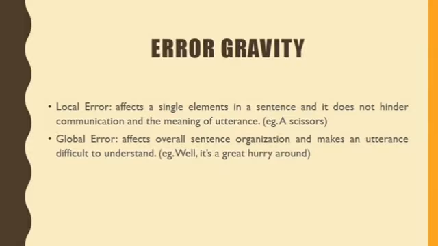The last category of error is error gravity. Error gravity is divided into 2 types. The first one is local error. It affects a single element in a sentence and it doesn't hinder communication and the meaning of the utterance. For example, "a scissors." The second is global error. It affects overall sentence organization and makes an utterance difficult to understand. For example, "Well, it's a great hurry around."